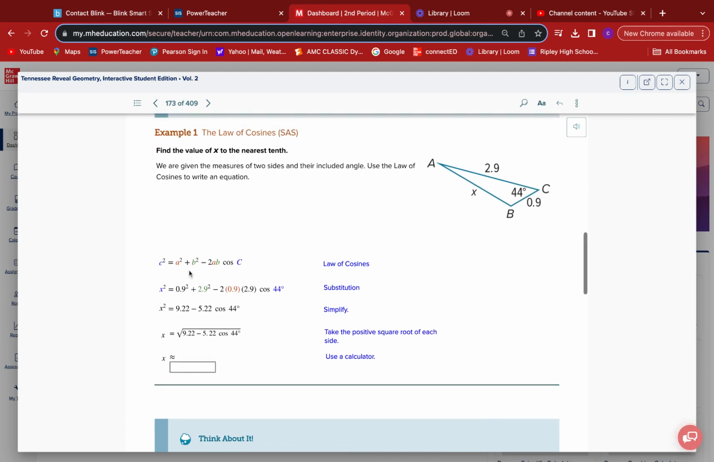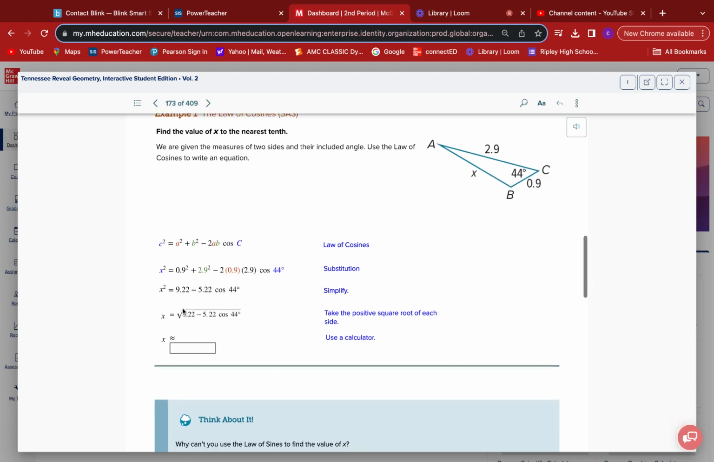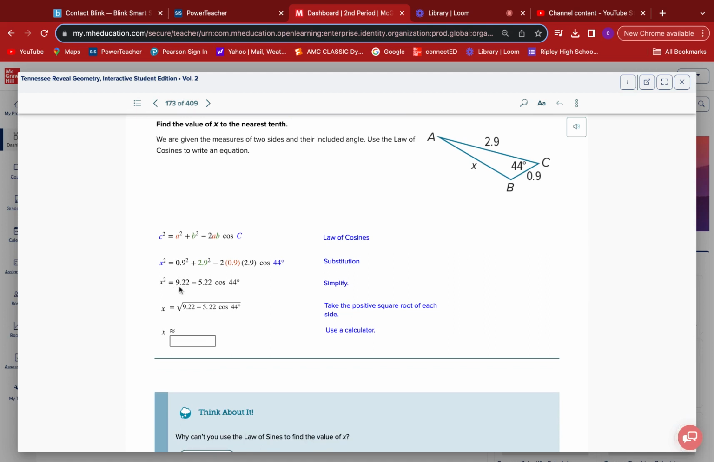All right, so they just plug and chug at this point. C squared, they replace it with x squared because that's what's in our problem. A is the side across from A, which is the 0.9. They put it in as 0.9 and then square it. B is the side across from angle B, which is 2.9 squared, minus 2 times 0.9 times 2.9. It's always going to be a times b, times the cosine of angle C, because that's the one across from C, which is 44 degrees. All right, looks like they did the next step. 0.9 squared is 9.22.